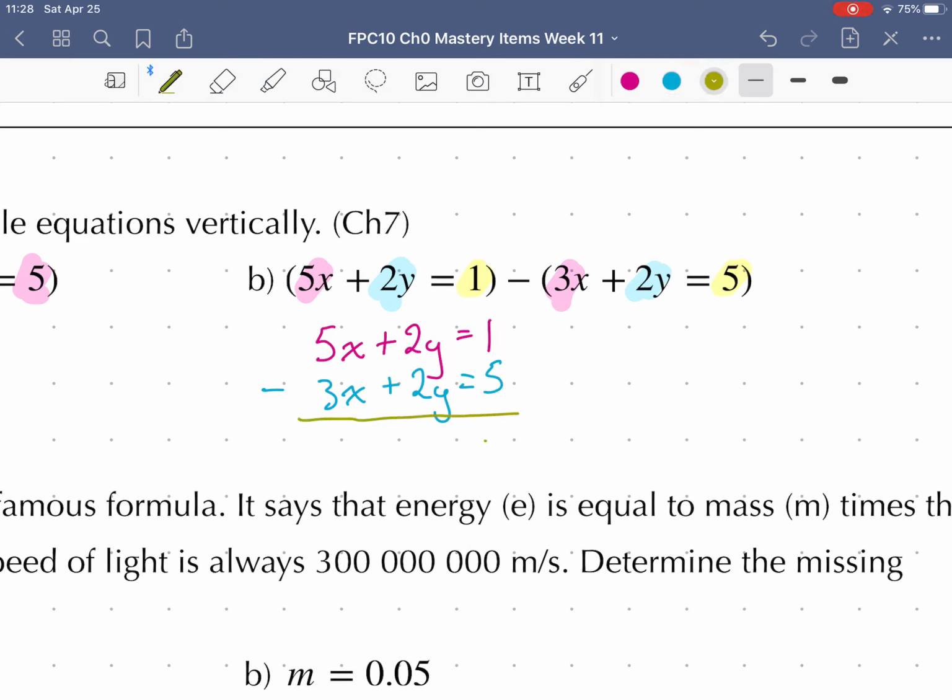All right. What is 1 take away 5? Minus 4. What's 2y take away 2y? Right, we do take away in each place. So 2y take away 2y is 0 y's. So we made the y's disappear in this one. That's actually a good thing. What's 5x take away 3x? 2x. So our final answer is 2x plus 0y equals minus 4.